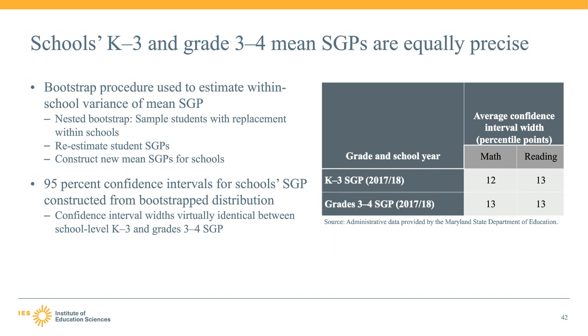So to look at the precision of these K-3 SGPs, we used a bootstrap procedure where we resampled students within the same school with replacement and produced thousands of these samples with different random draws of the students that had been taught by the schools. Each time we re-estimated student growth percentiles statewide and then reconstructed a school's mean SGP. So repeating this, we're able to build a distribution of SGPs for each school, and we constructed 95% confidence intervals using those distributions. So what we found was that the width of these confidence intervals was about 12 percentile points in math and 13 in reading, and this is very similar to the confidence intervals that we find for the grade 3 to 4 SGP when we estimate those using the same procedure.